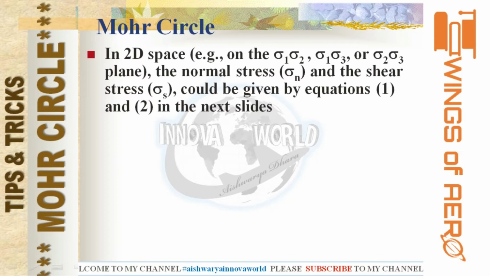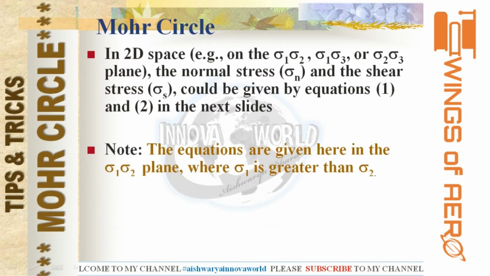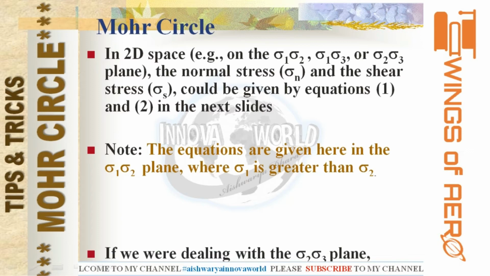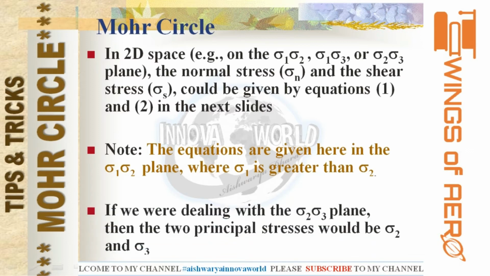So sigma s can also be written as tau s or tau xy. This explains that sigma 1 will always be greater than sigma 2. And if you're dealing with the sigma 2 and sigma 3 plane, that means the two principal stresses would be sigma 2 and sigma 3.